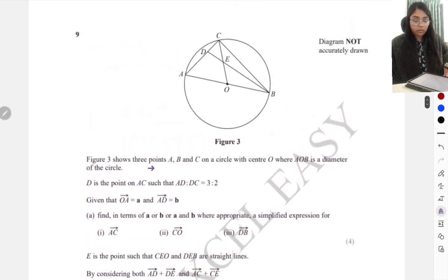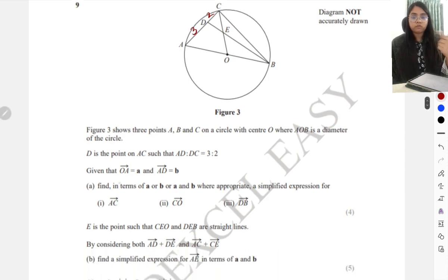We have this figure 3 shows 3 points A, B, and C on a circle with center O, where AOB is a diameter. Now again, one thing about diameter is that AOB is a diameter. This also indicates that AOB is a straight line. AOB are collinear, right? Of the circle. D is the point on AC such that AD/DC is 3 is to 2. I already know the ratio for this, that AD is 3 portions and DC is 2 portions of AC, right? So this is 3 and this is 2. And in that case, the ratio for AC, for the total length, would be 3 plus 2, 5.